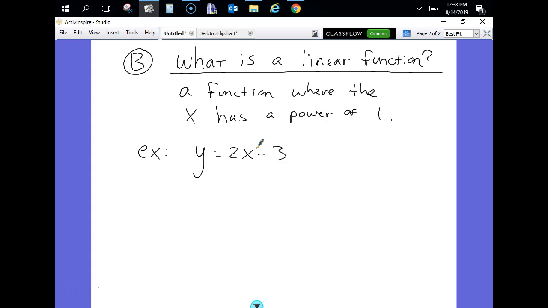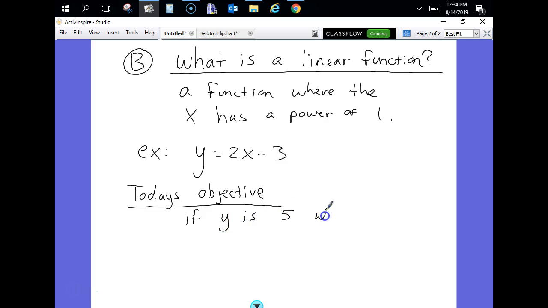All right. So today we're going to be focusing on solving equations that are linear. Okay? So here's an example for today's objective. If y is 5, what is x? So take this equation here, right? I'm saying y is what? So I'm going to replace the y with 5. And you guys solve for x, right? You don't have to right now.